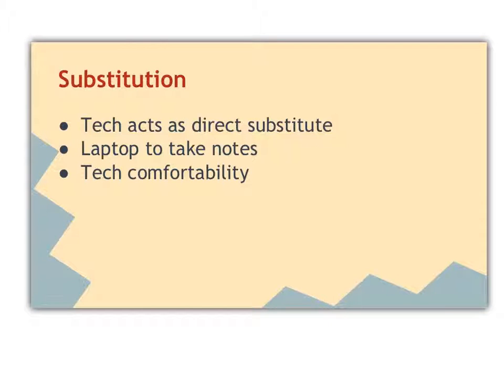Now let's take an in-depth look at the various categories that SAMR is made up of. First, looking at substitution. In substitution, the tech acts as a direct substitute for something that we would use previously. A prime example of this in classrooms would be using laptops or tablets to take notes instead of just writing them in our notebooks. This doesn't really change the process or the outcome at all, but it does let students use the technology and helps them get more comfortable with the technology in their hands.